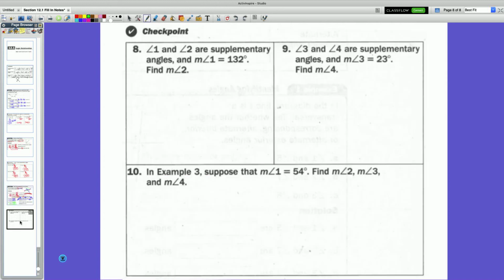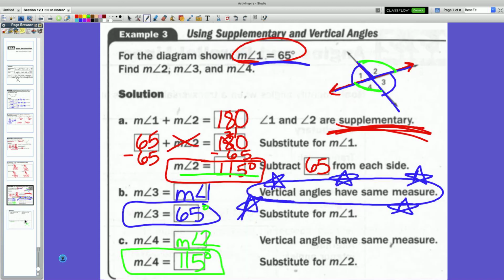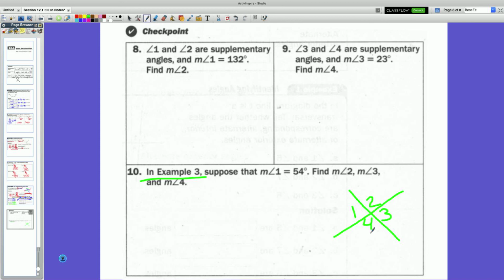All right, I want to try one of these here with you first. All right, so it looks like I want to try number 10 with you. Okay, so number 10. So first of all, my biggest hint to you for this chapter is to always draw a diagram. So it says in example 3, which means we're using the same diagram. So my diagram looked like that. And then I had 1, 2, click back real quick here, 3, and 4. Okay, so then I'm going to label it as I go.